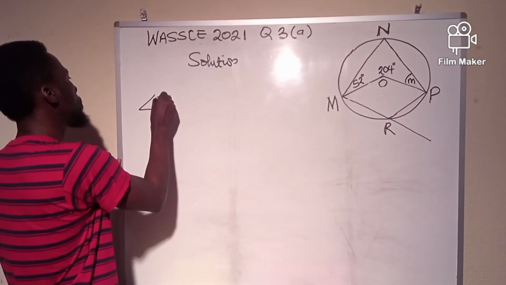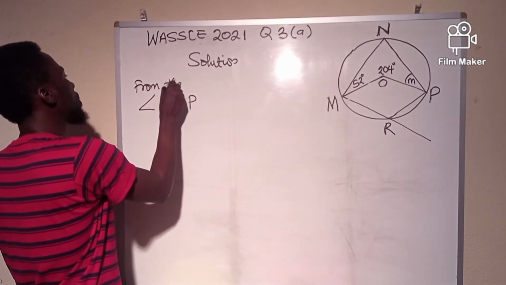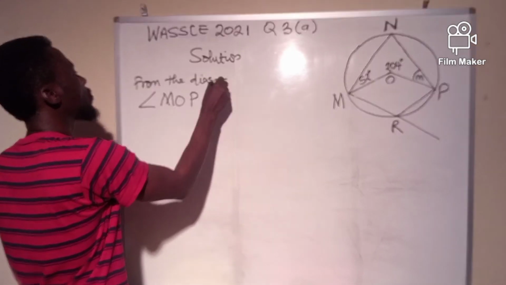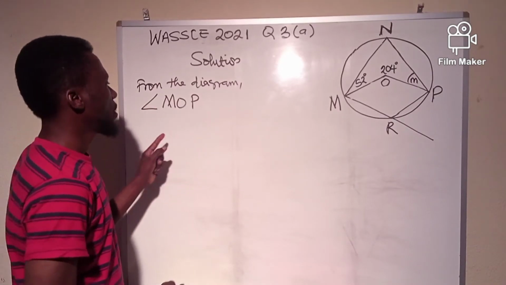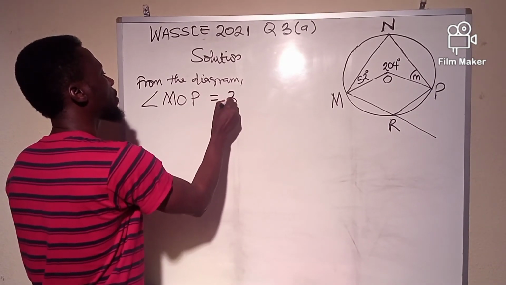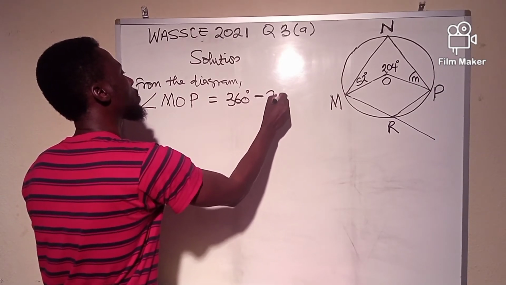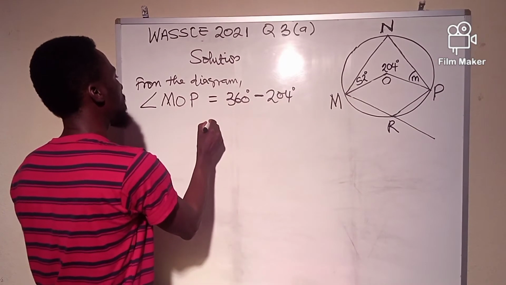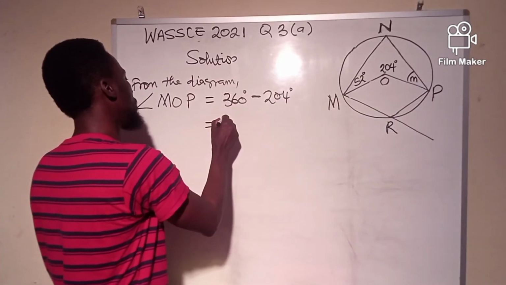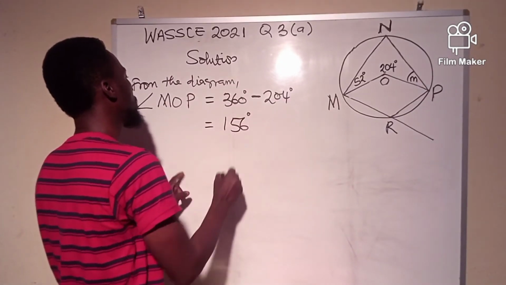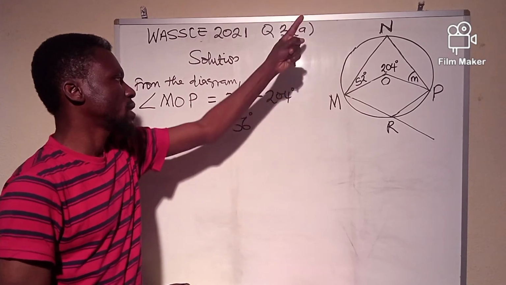So angle MOP. Whatever we are doing, we are making reference to the diagram. So from the diagram, MOP is equal to 360 degrees minus 204 degrees. And 360 minus 204 will give us 156. So we shall have 156 degrees. So that is MOP. Now, MOP will help us to find M and P because they have a relationship.